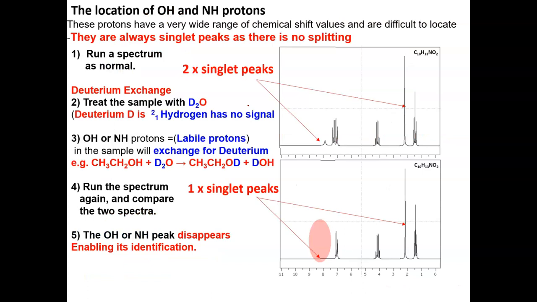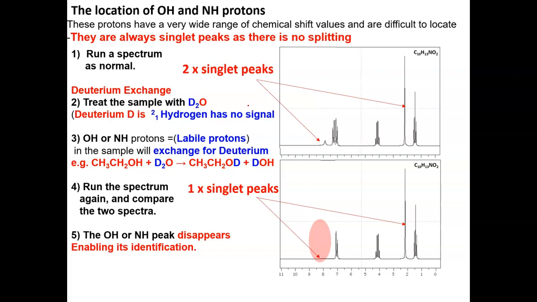Now, what do we do about OH and NH? And of course, the OH and NH peak is very variable. And as you see on the data sheet, it could be from anywhere on the actual spectrum. These protons have a very wide chemical shift value and are very difficult to locate. They are only ever singlet peaks and they never split. So what you do is you look for a singlet peak. Well, of course, what happens if your spectrum already has a singlet peak? You'll have 2 of them or more. So this is what we do.